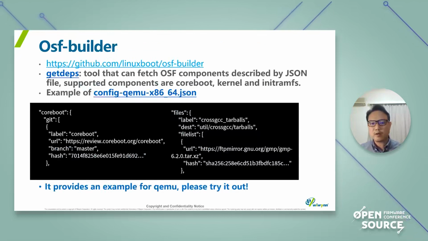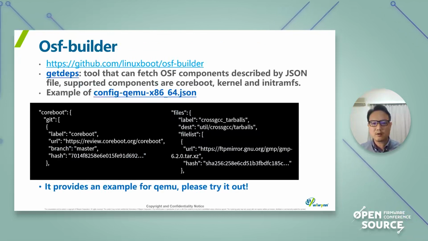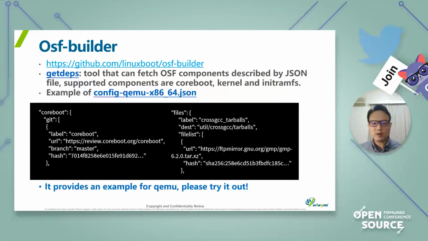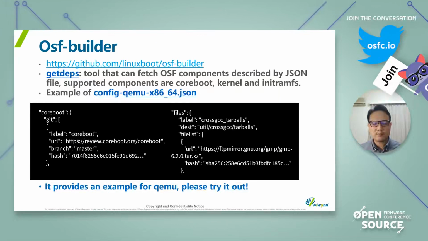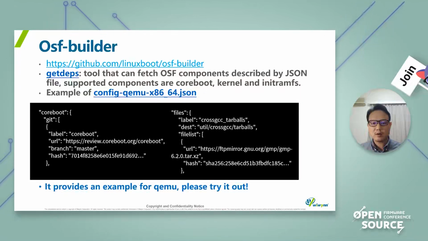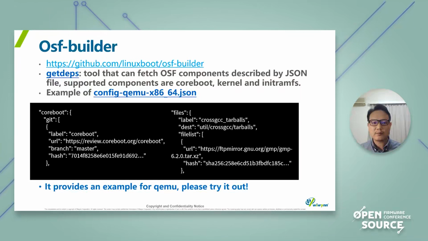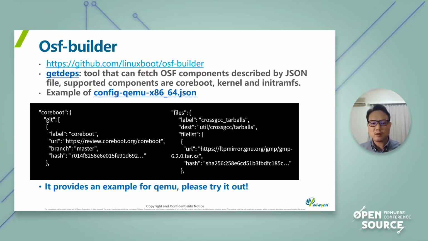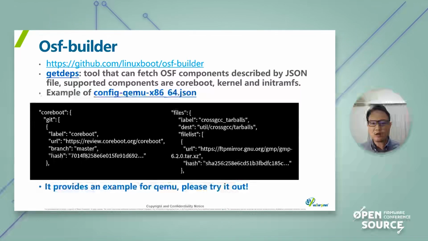So OSF Builder, we use this open source tool to help you configure your software components. The core of OSF Builder is getDeps. It's an open source tool written in Go that can help you with a JSON file. Supported components are coreboot, kernel, and initramfs.